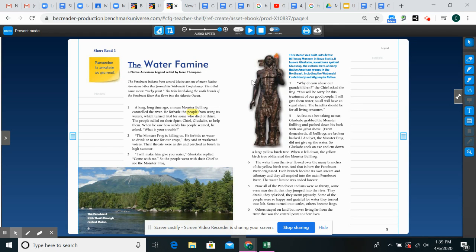Okay, as I'm skimming the text, I'm noticing there's an Indian who looks to take up a sizable amount of the page. I'm guessing he's a pretty important character, and it looks like his name is Gluskaby. Okay, so I'm going to have the machine read the first 2 paragraphs, and I'm going to try and focus in on just the key details.